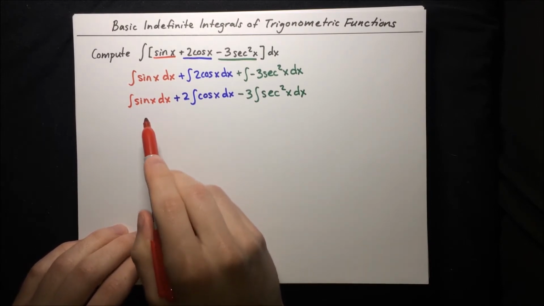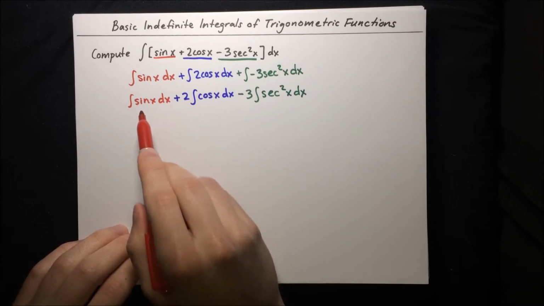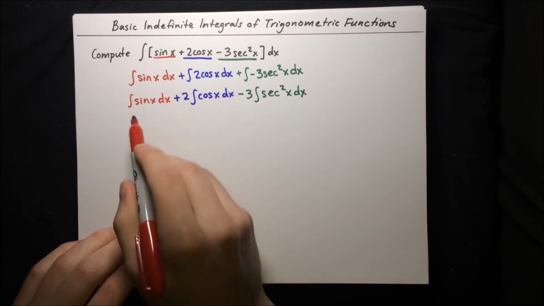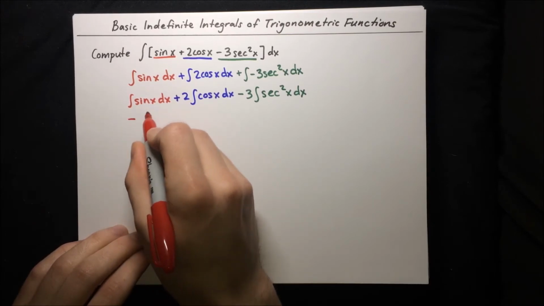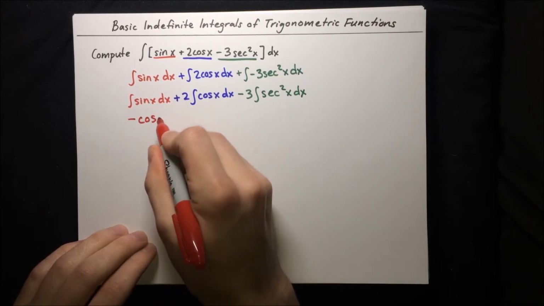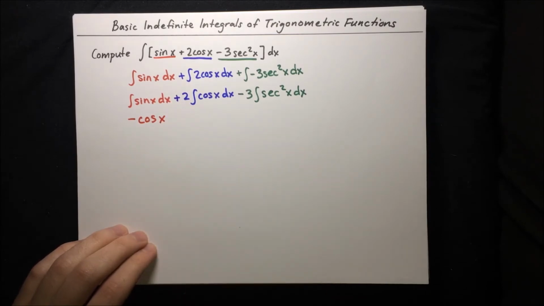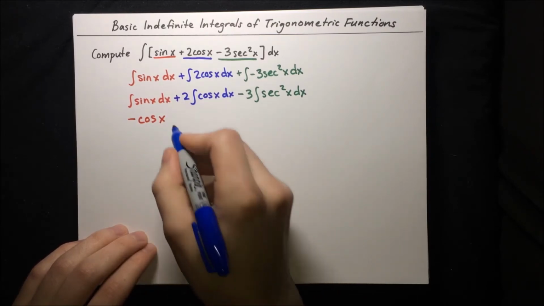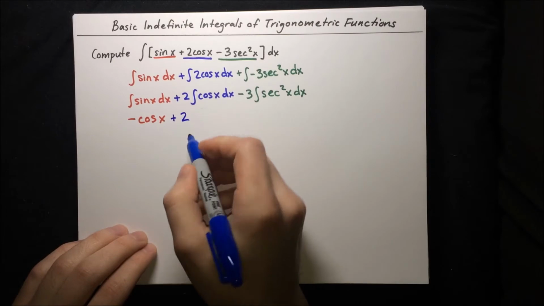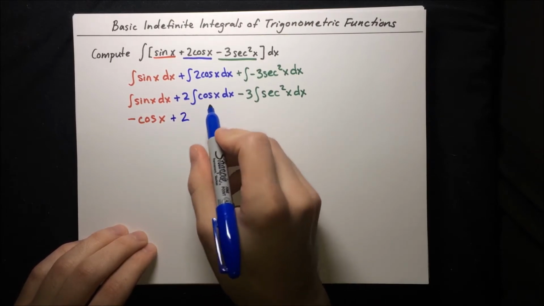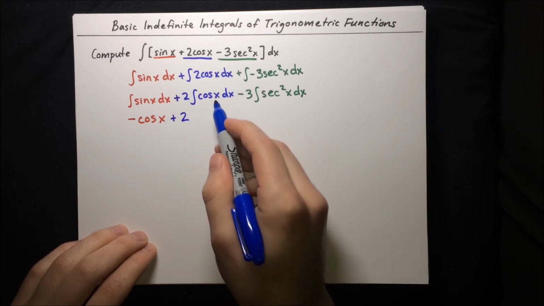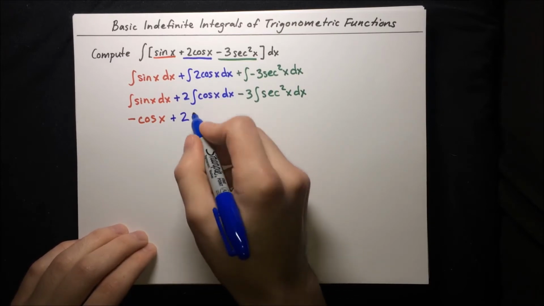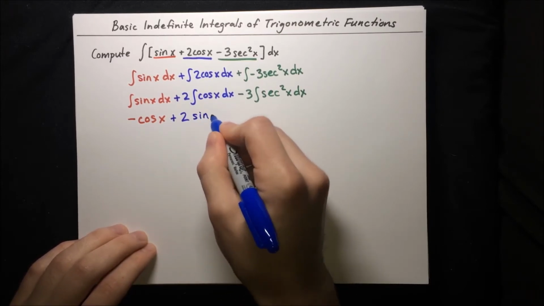Think, what gives you a derivative of sine? Well, that's cosine, but that gives us a derivative of negative sine, so we've got to introduce a negative in front. So integral of sine is negative cosine of x. Okay, let's keep on going to the next integral. So plus 2 times the integral of cosine x. What's the integral of cosine x? Well, what gives us a derivative of cosine x? Well, that would just be sine. So 2 sine of x.